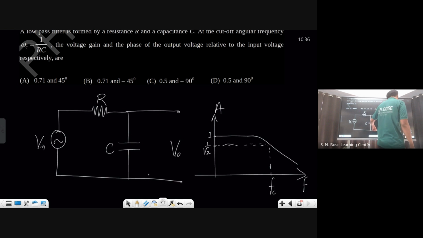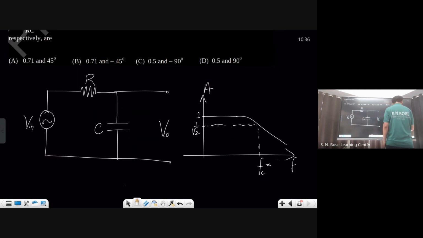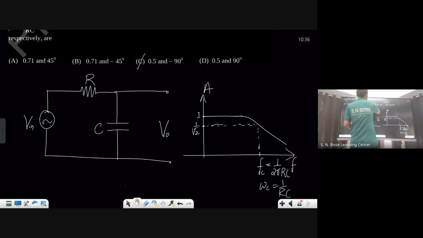Fc is nothing but 1 by 2 pi RC, or omega c is nothing but 1 by RC. You got it? The same thing. So the gain is 1 by root 2, that is 0.71 or so. Is that right?